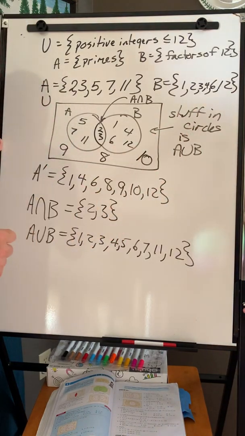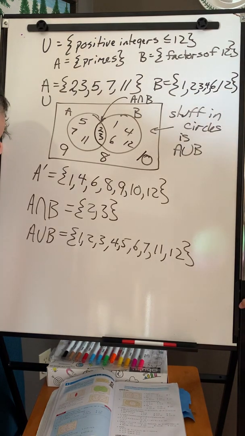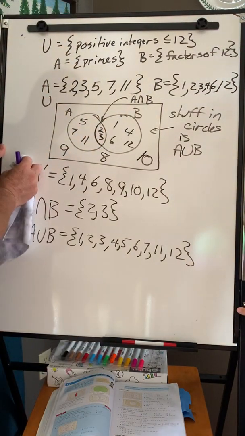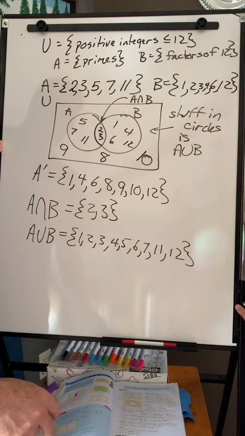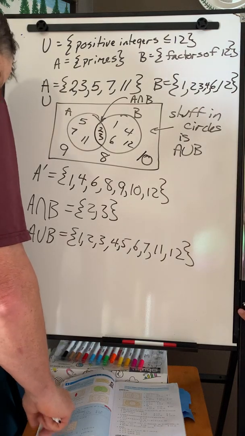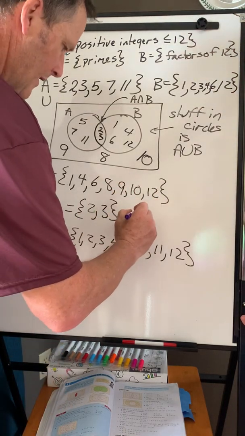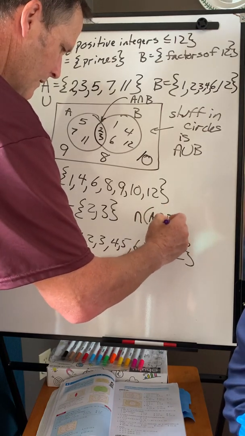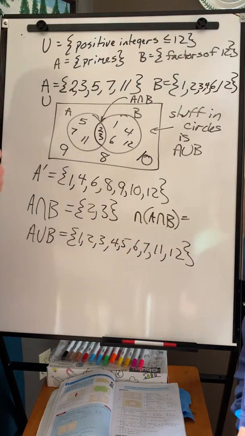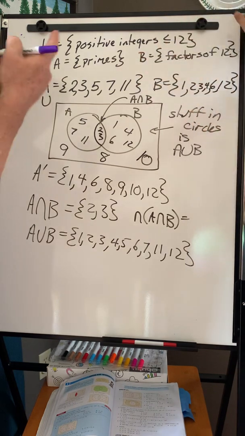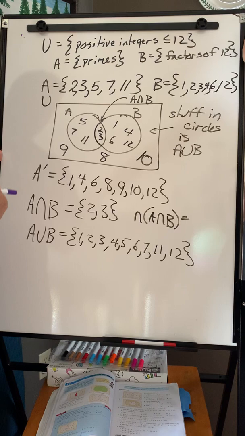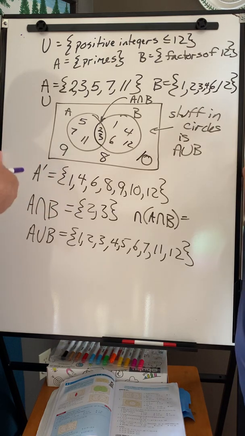All right. So we get A union B. Now we have to find the number of elements. I'm going to leave this up just in case we need it. The number of elements in A intersect B. Would you be able to erase that? I could, but we have room right here. How many elements are in both, in A intersect B?